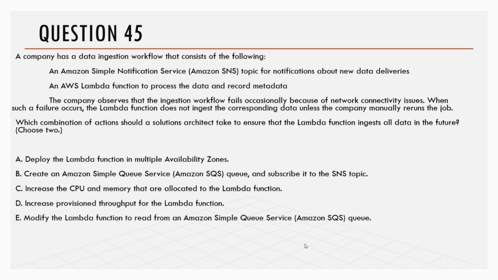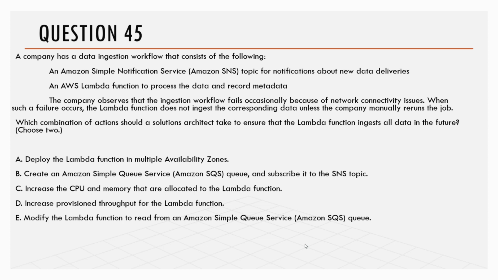Now let's look into question number 45. A company has a data ingestion workflow that consists of the following: an SNS topic for notification about new data deliveries, an AWS Lambda function to process the data and record metadata. The company observes that the ingestion workflow fails occasionally because of network connectivity issues. When such a failure occurs, the Lambda function does not ingest the corresponding data unless the company manually reruns the job. Which combination of actions should a solution architect take to ensure that the Lambda function ingests all data in the future? And you have to choose two options.